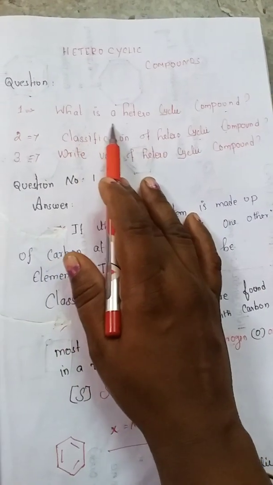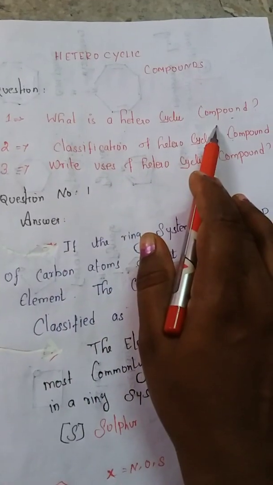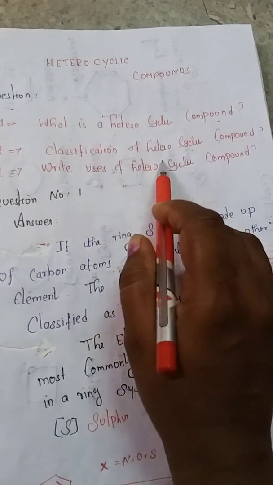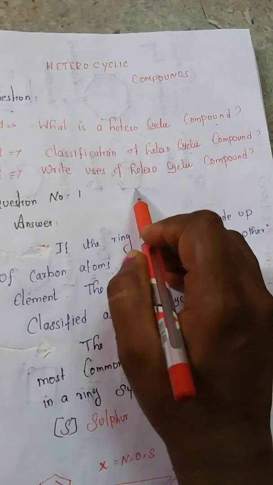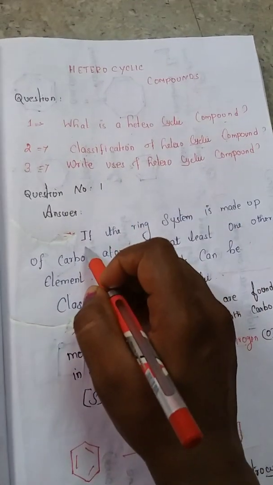First, we see the three questions. What is a heterocyclic compound? Next, the classification of heterocyclic compounds. Next, write the uses of heterocyclic compounds. The first question is, what is a heterocyclic compound, with its definition and answer.